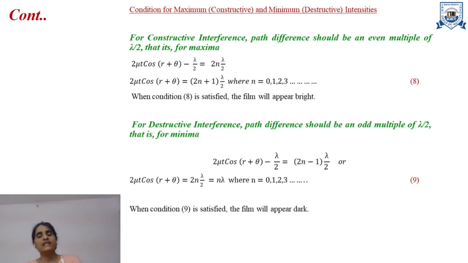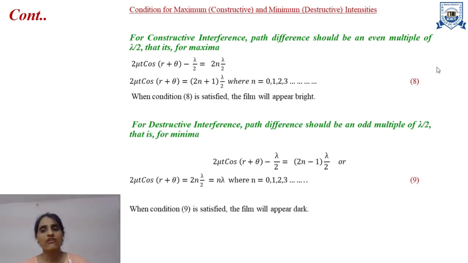So now at the last, we will write the conditions for constructive and destructive interference pattern. In order to have constructive interference pattern, the path difference should be an even multiple of lambda by 2. And our path difference is 2 mu t cos(r plus theta), and I consider the minus sign over here, that is minus lambda by 2. This is equal to 2n lambda by 2. That is, 2 mu t cos(r plus theta) is equal to (2n plus 1) lambda by 2, where n starts from 0, 1, 2, 3 and it goes on.